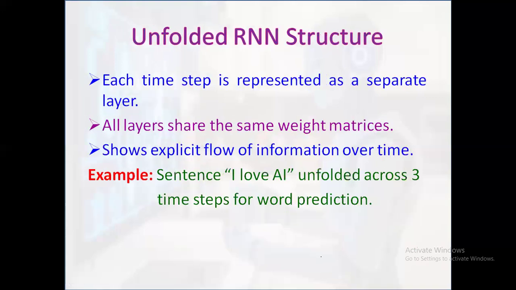Next, the unfolded RNN structure. Theoretically, each time step is represented as a separate layer. You know that in a neural network, we have an input layer, hidden layer, and output layer. It may have many neurons, depending on the application. In the unfolded representation, each time step is shown as a distinct layer with its own inputs and hidden state. This makes temporal progression explicit and easy to interpret.